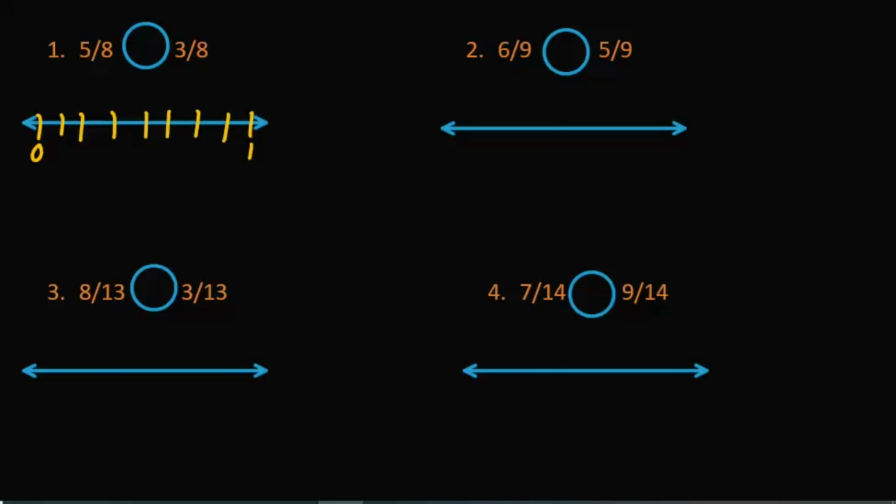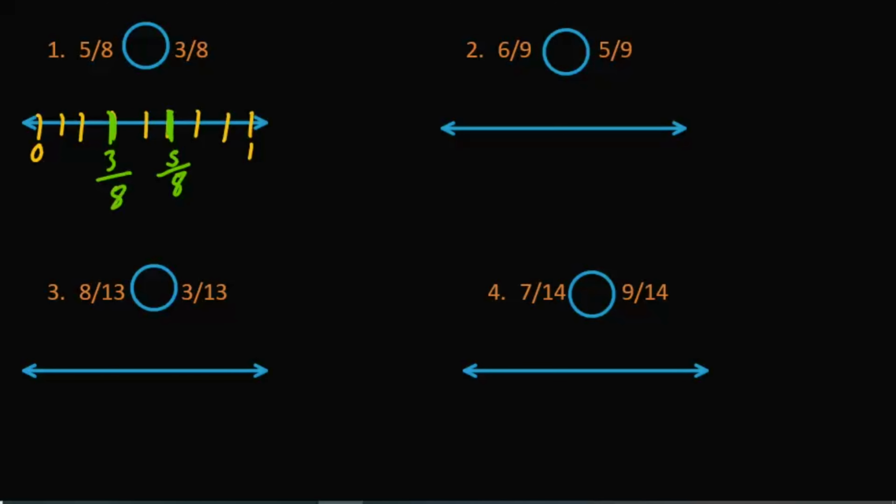Okay. So first let's mark where 5/8 and 3/8 are. So let's start with 5/8. So there's 1/8, 2/8, 3/8, 4/8, 5/8. So this is where 5/8 would be. Let's use a different color to write that. So right there would be 5/8. And then let's find 3/8. So 1/8, 2/8, 3/8. So 3/8 would be right here.